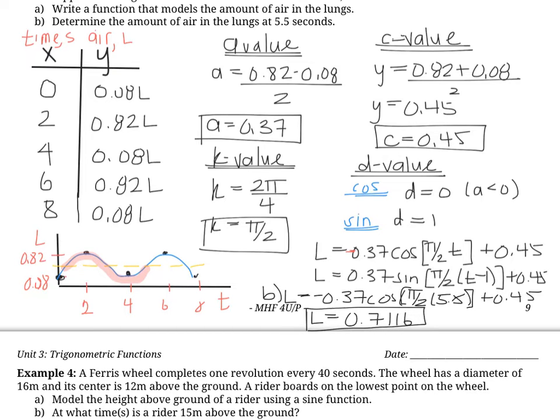So let's assess if this makes sense. This number better be in between 0.82 and 0.08, which it is. Taking a look at what's happening at 5.5, we're just about to reach our maximum, and this is definitely approaching our maximum, coming close to our maximum, so this seems like a reasonable answer.